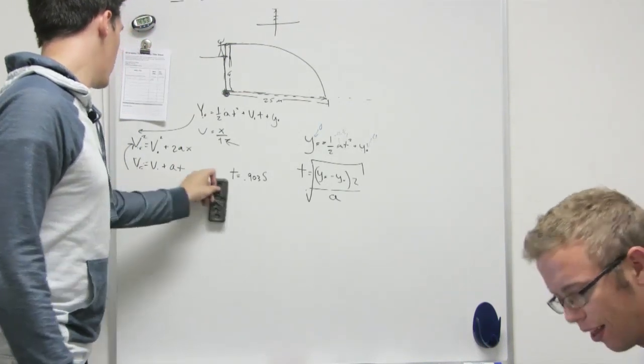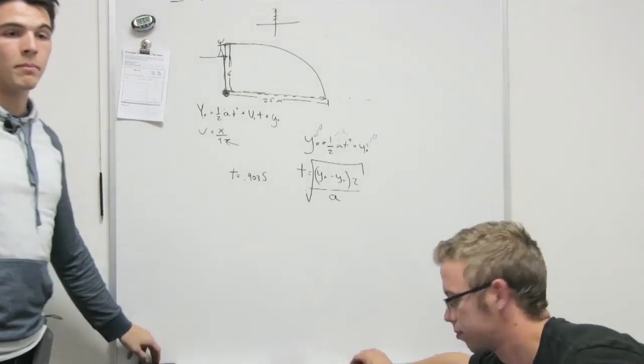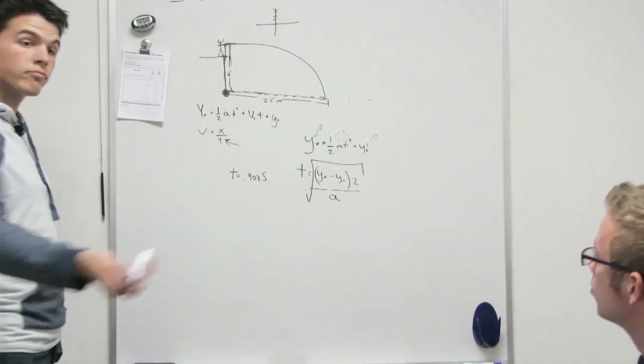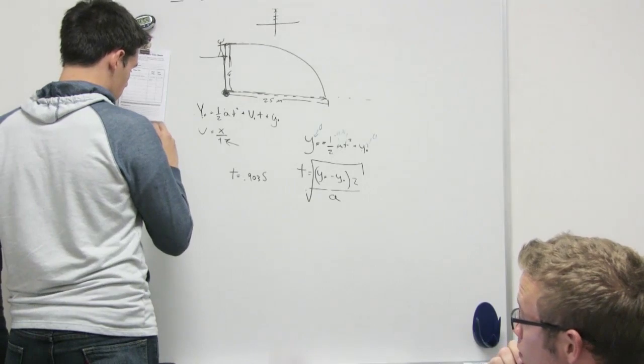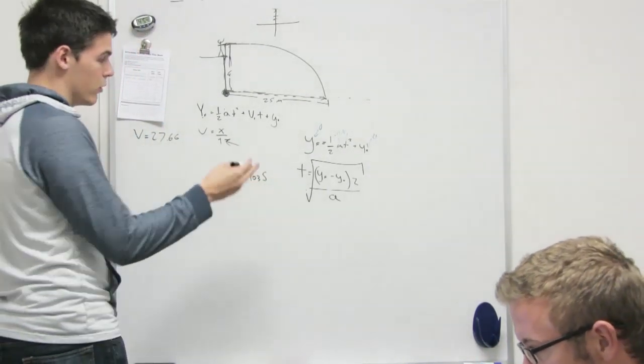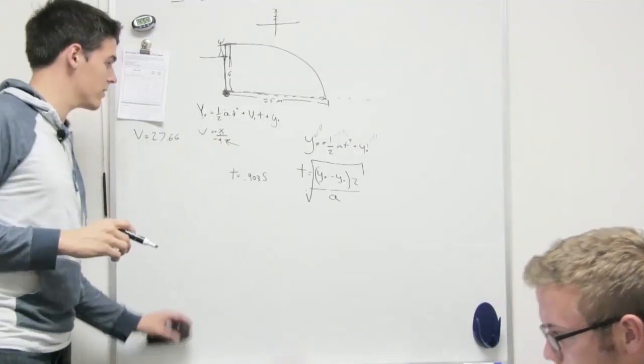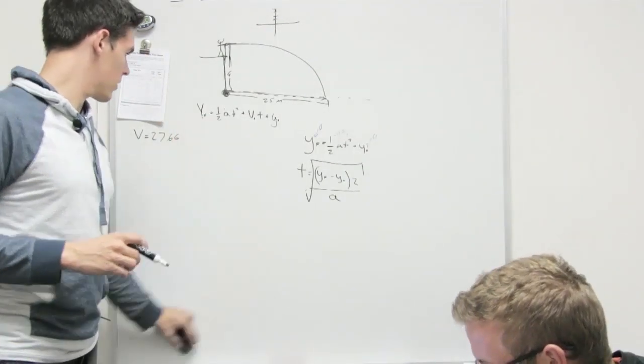So what did we get for time? What were we looking for? Velocity. Velocity was 27.66 meters per second. They got that from putting your time here, x and time. Perfect.